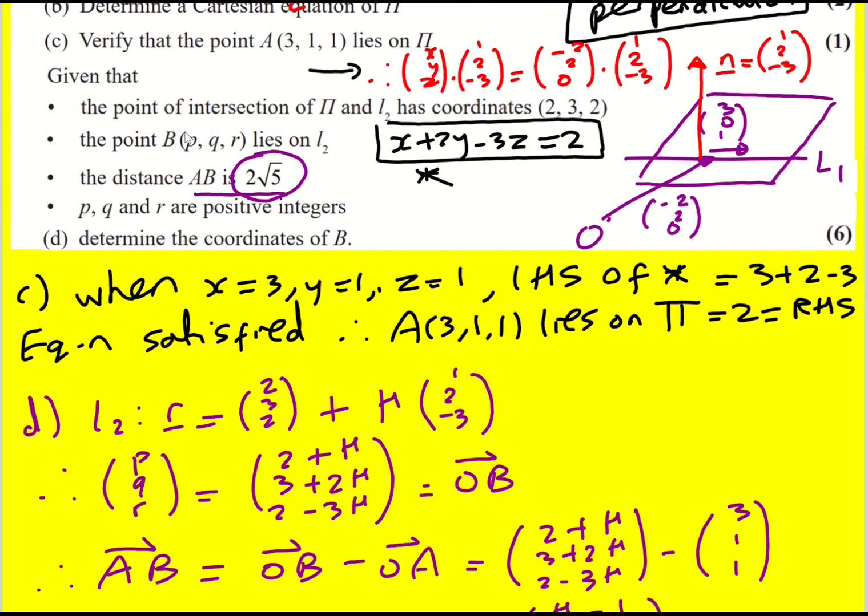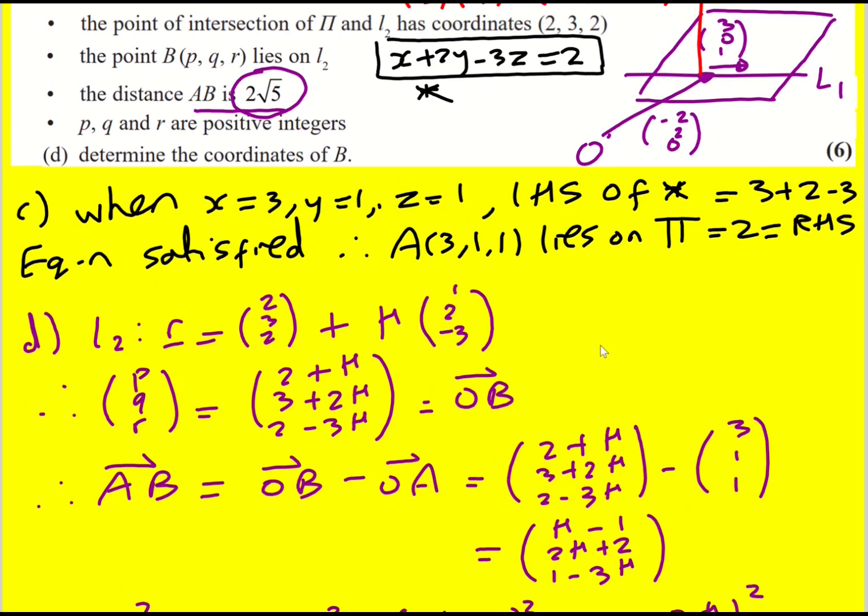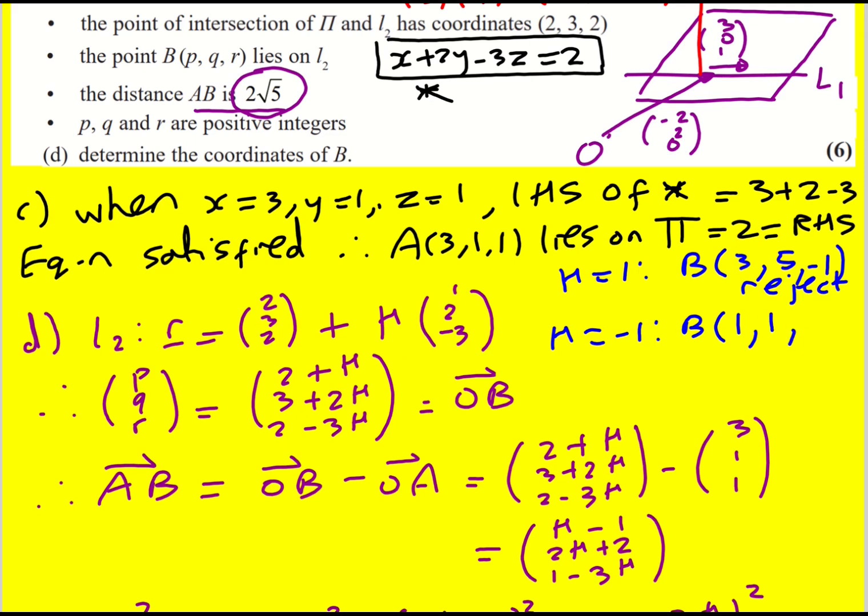Now, we're told that p, q, and r are positive integers, so now we just need to check whether they in fact are. So let's go with mu equals 1. Then we're going to get B as (3, 5, -1), so I'm going to reject it. It's actually going to be mu is -1 that I think is going to work out. Then I'll get 2 - 1 = 1, 3 - 2 = 1, and 2 + 3 = 5. Our final answer is B (1, 1, 5). Well done.